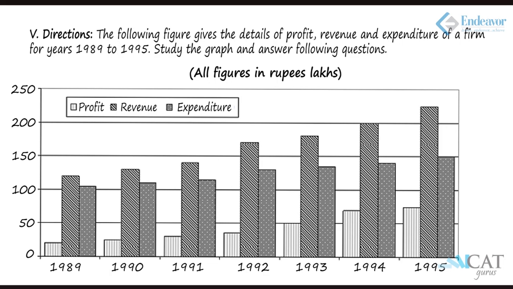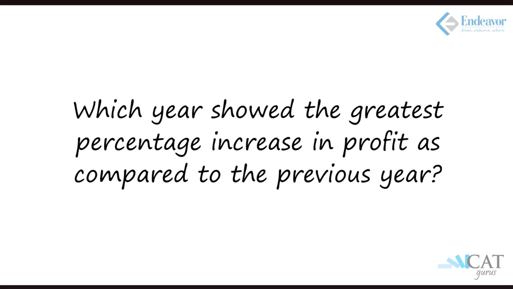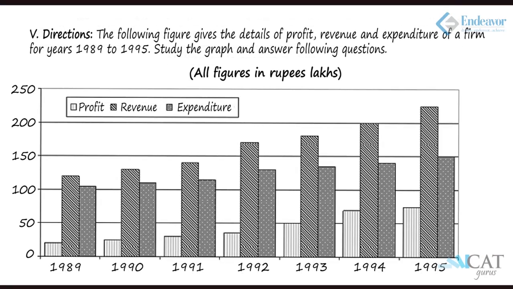Now let's look at the questions. Which year showed the greatest percentage increase in profit as compared to the previous year? Now what is percentage increase? Percentage increase is nothing but the final value minus the initial value divided by the initial value. So the difference divided by the base. Now here if we move from left to right, from 1989 to 1995, we will see very clearly that the base goes on increasing. So however, if the difference remains the same, the base goes on increasing, so the percentage will reduce.